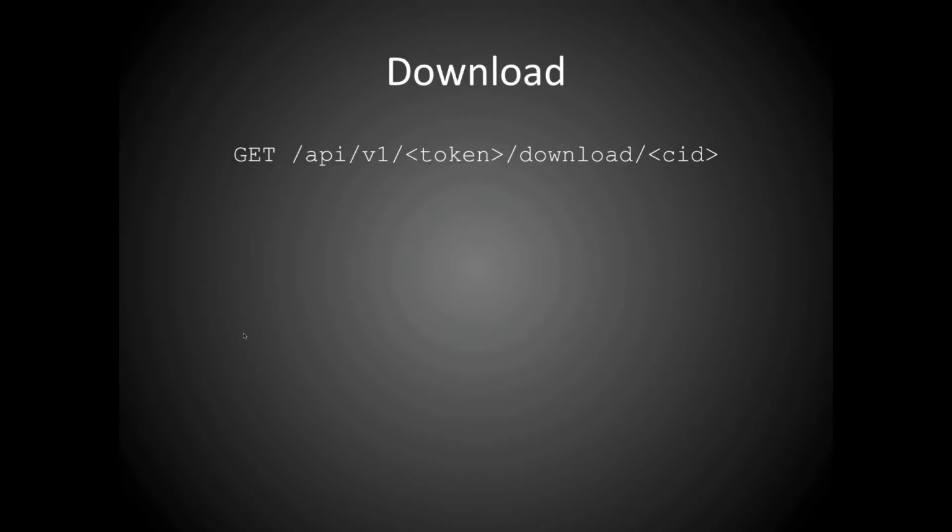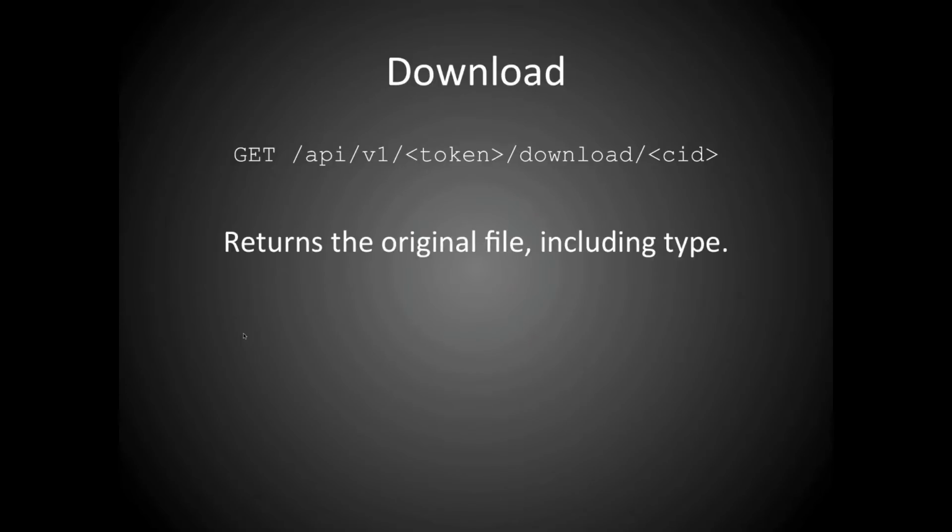The download method works in a very similar way. You include your token and the session ID, and what that will do is return the original file that was uploaded, and that includes the type. So if it was a PCAP or a PCAP-NG, it'll download as a PCAP or a PCAP-NG, depending on what that file type was, or any of the file types that Wireshark accepts, CloudShark will accept, and you'll see the original file get downloaded.